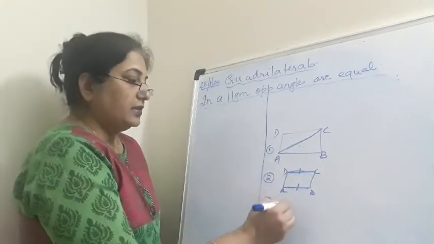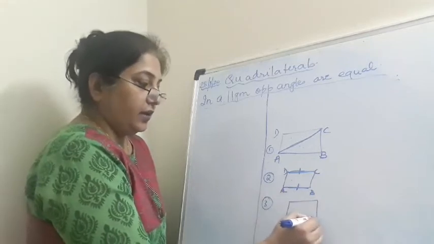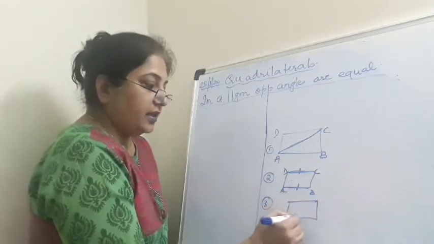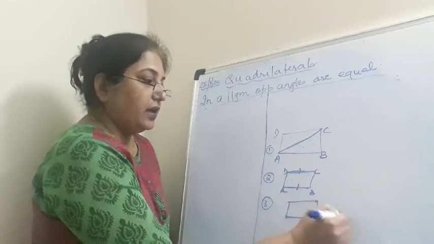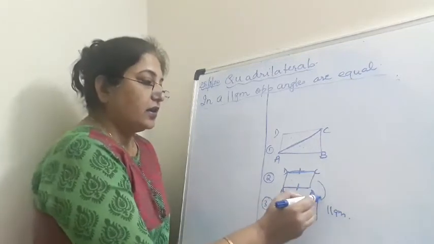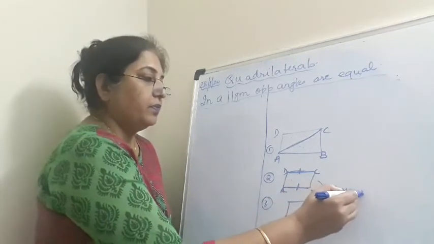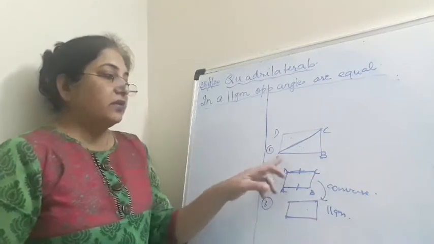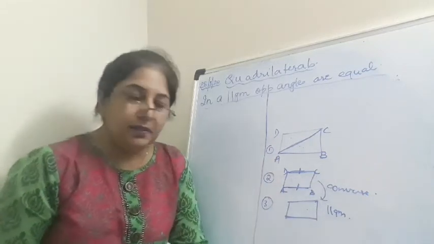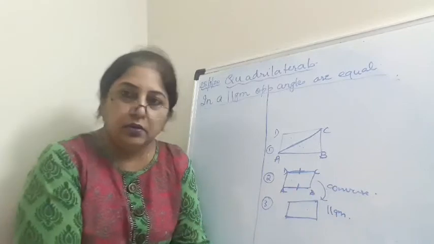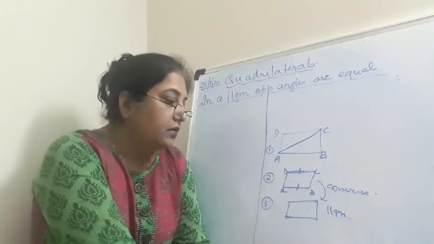And the third one is that in a quadrilateral, if opposite sides are equal, then it is a parallelogram. So that means the third one was the converse of the second one. So these were the three theorems I've explained to you. So go through all the videos and see them. And today also we are going to continue with the next three theorems.